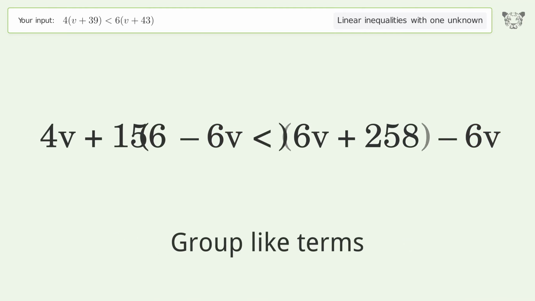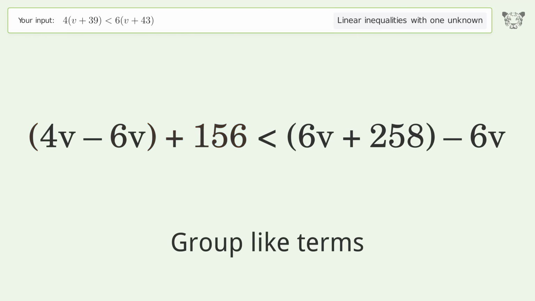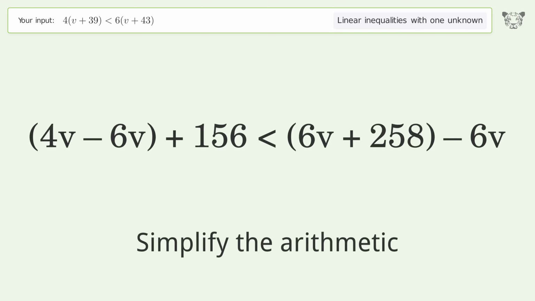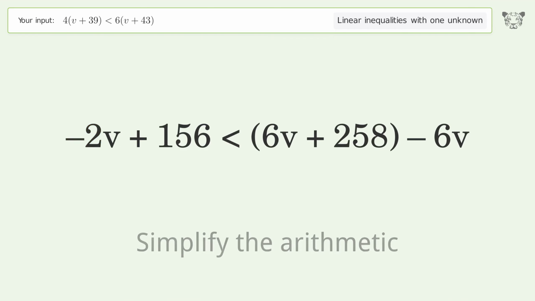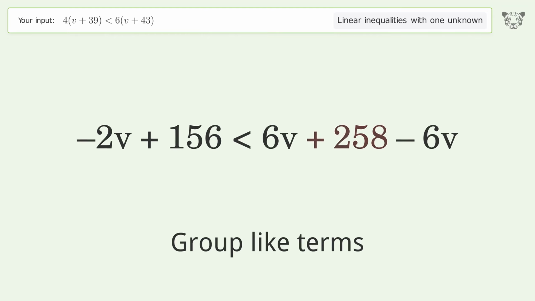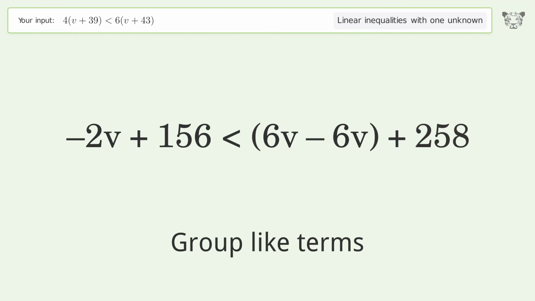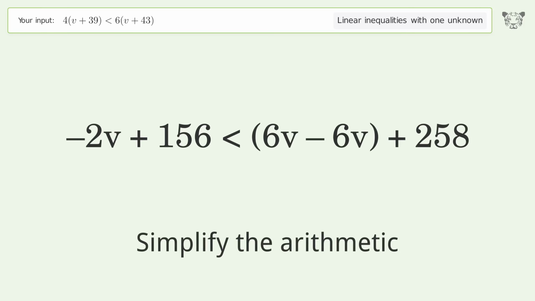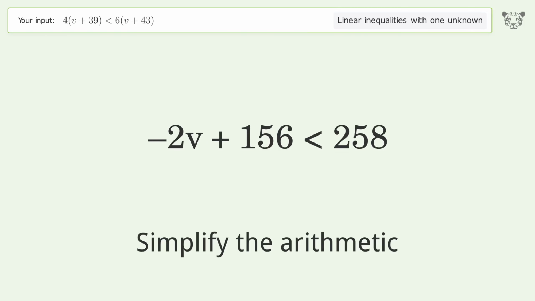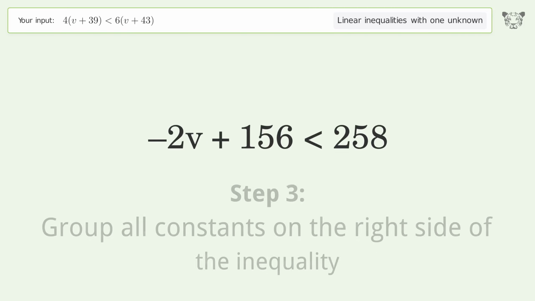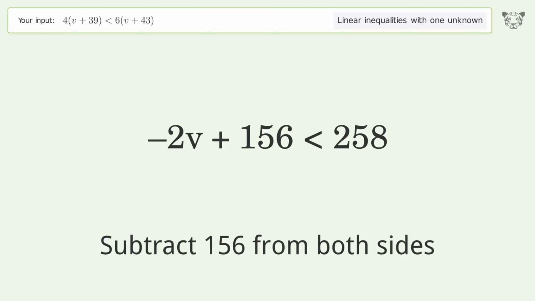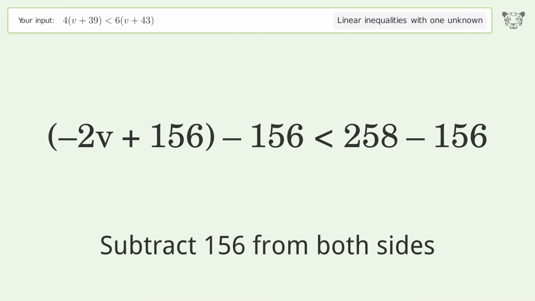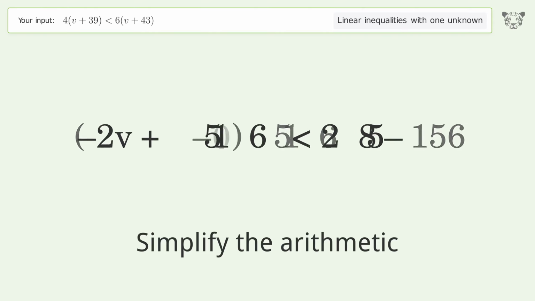Group like terms. Simplify the arithmetic. Group like terms. Simplify the arithmetic. Group all constants on the right side of the inequality. Subtract 156 from both sides. Simplify the arithmetic.